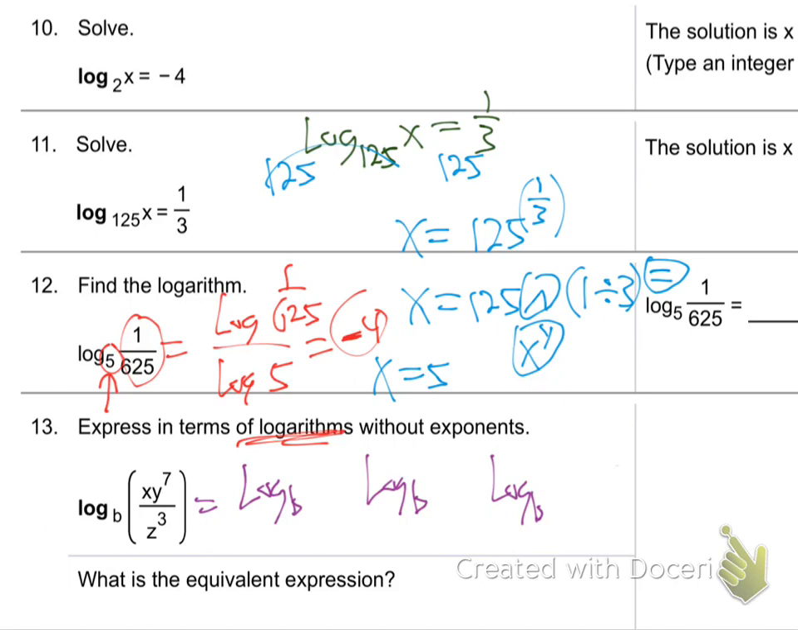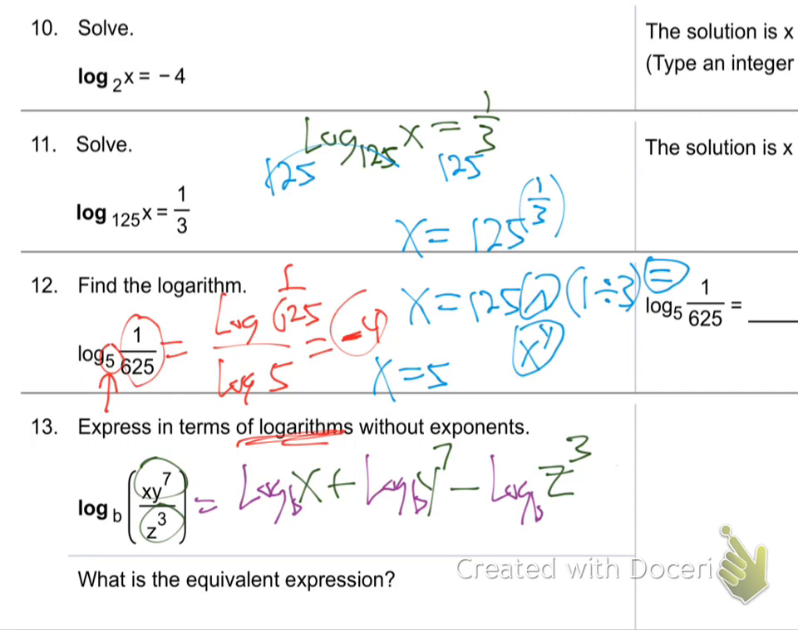Now what do we do with the other stuff? 625. So you've got to put the x, y to the 7th, z to the 3rd. How do we know what's added and what's subtracted? Stuff in the top is plus, stuff in the bottom is minus. Remember that? Just like minus powers go to the bottom, minus logs are from the bottom. It's the same thing, really.